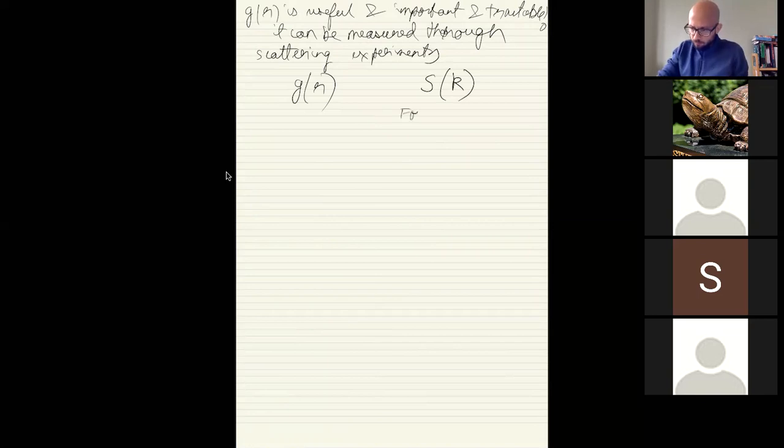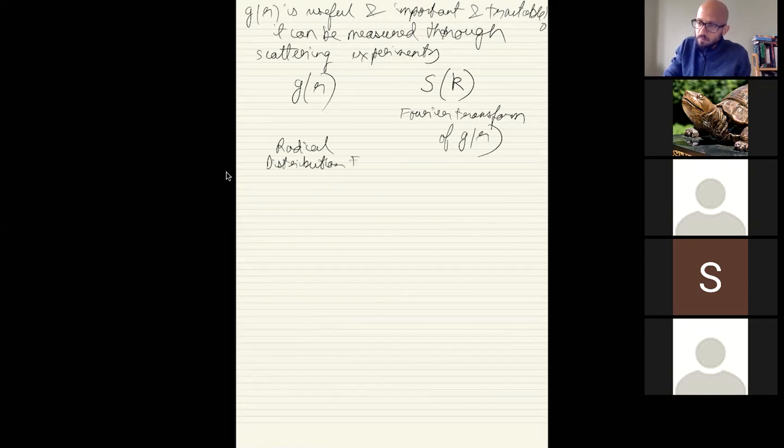This is the Fourier transform of G of R. So this thing is called the radial distribution function, while this S of K is called the structure factor.